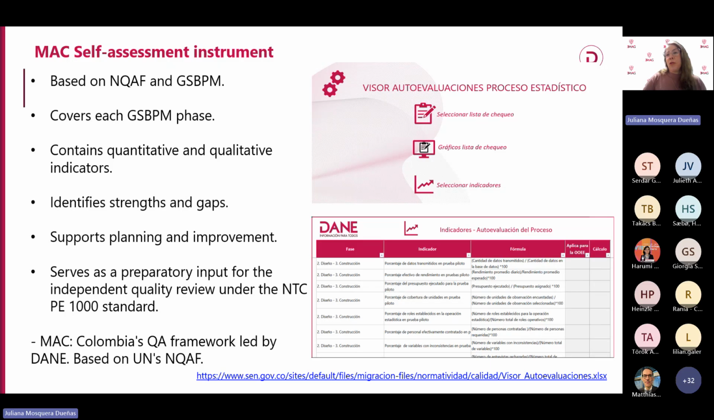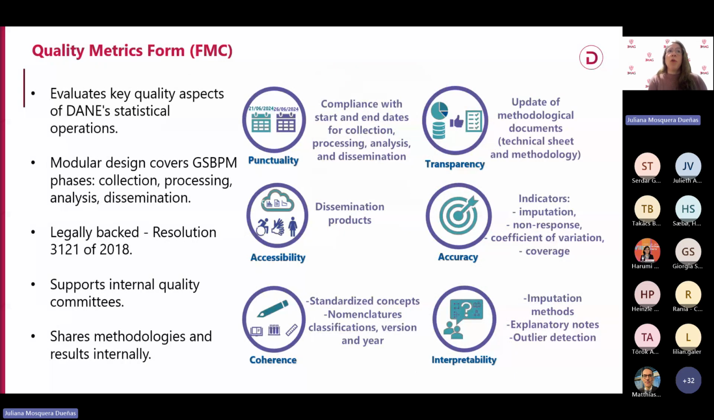You have quantitative and qualitative indicators. As you can see, in the second column you also have the formula. Entities just access this form on our NSS website. They can fill it in and identify strengths and gaps, and support the planning and improvement of their statistical operations. Of course, this serves as a preparatory input for the independent quality review we have under that NTC, which is the standard I just mentioned. So this instrument is pretty important for all statistical operations that want to carry out this quality assessment in the future.